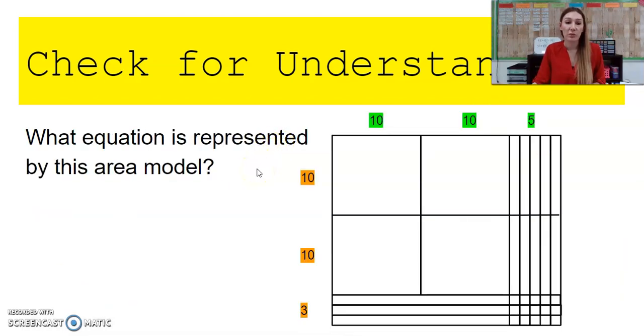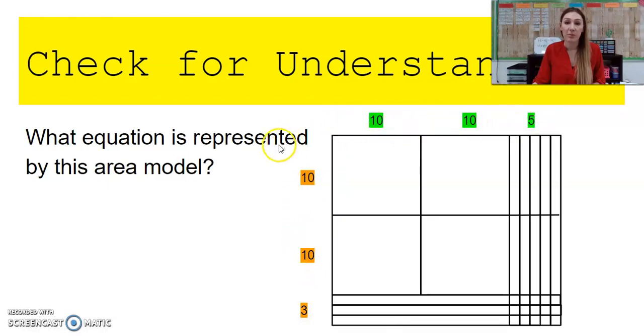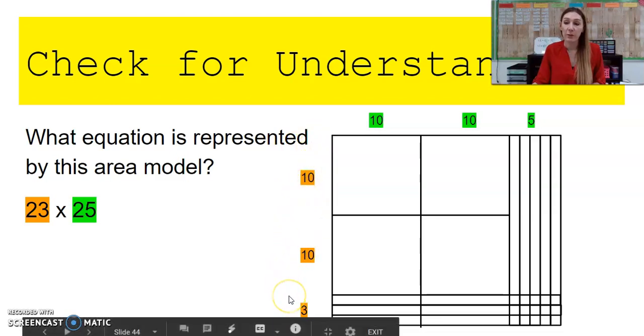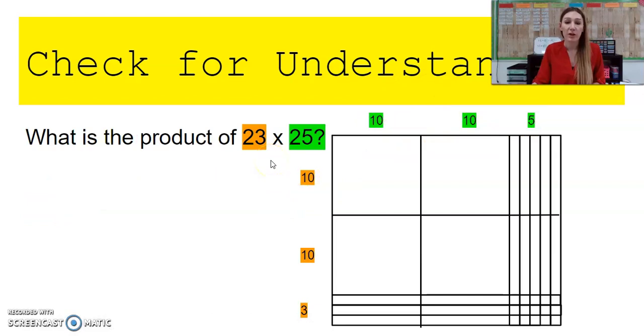What equation is represented by this area model? So when we're looking for the equation, we're going to look at the digits represented up top, combine those back together to get a total number. So we're going to combine the numbers up top and the numbers on the side to get a multiplication problem. So if we combine the numbers on the side, 10 plus 10 plus 3 would give me a total of 23. Up top, 10 plus 10 plus 5 would be 25. What is the product of 23 times 25?